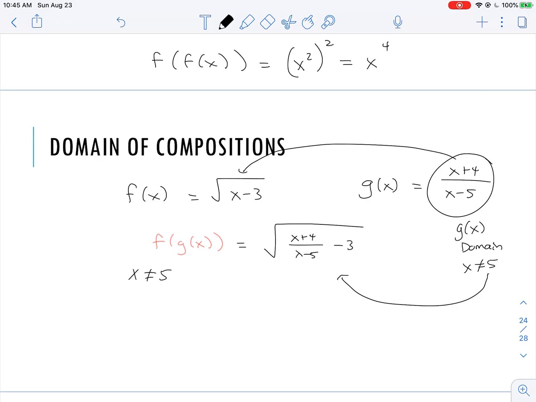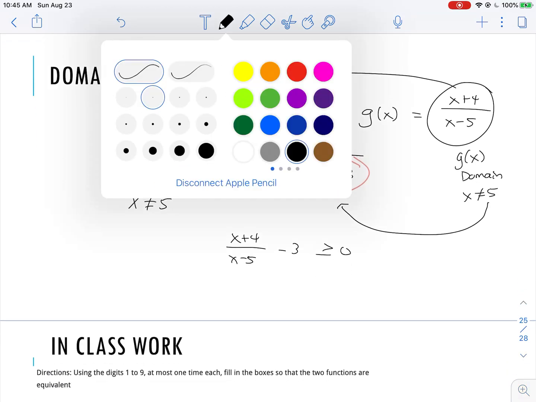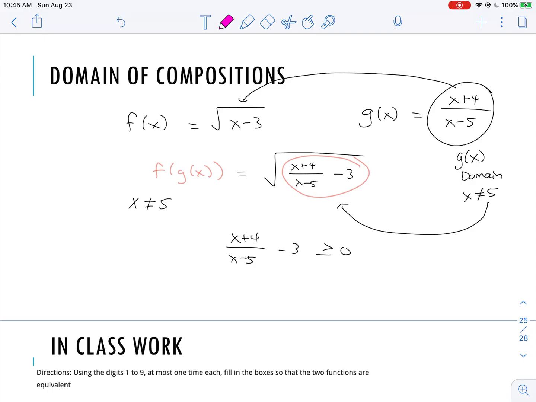So for the composition of functions, we know x can't equal 5 because that would make the denominator 0 for the (x plus 4) over (x minus 5) part. We also know that in a square root function, what's underneath has to be greater than or equal to 0. So (x plus 4) over (x minus 5), minus 3, has to be greater than or equal to 0. We are going to find a common denominator. So I would have x plus 4 minus 3x plus 15, over x minus 5, has to be greater than or equal to 0.